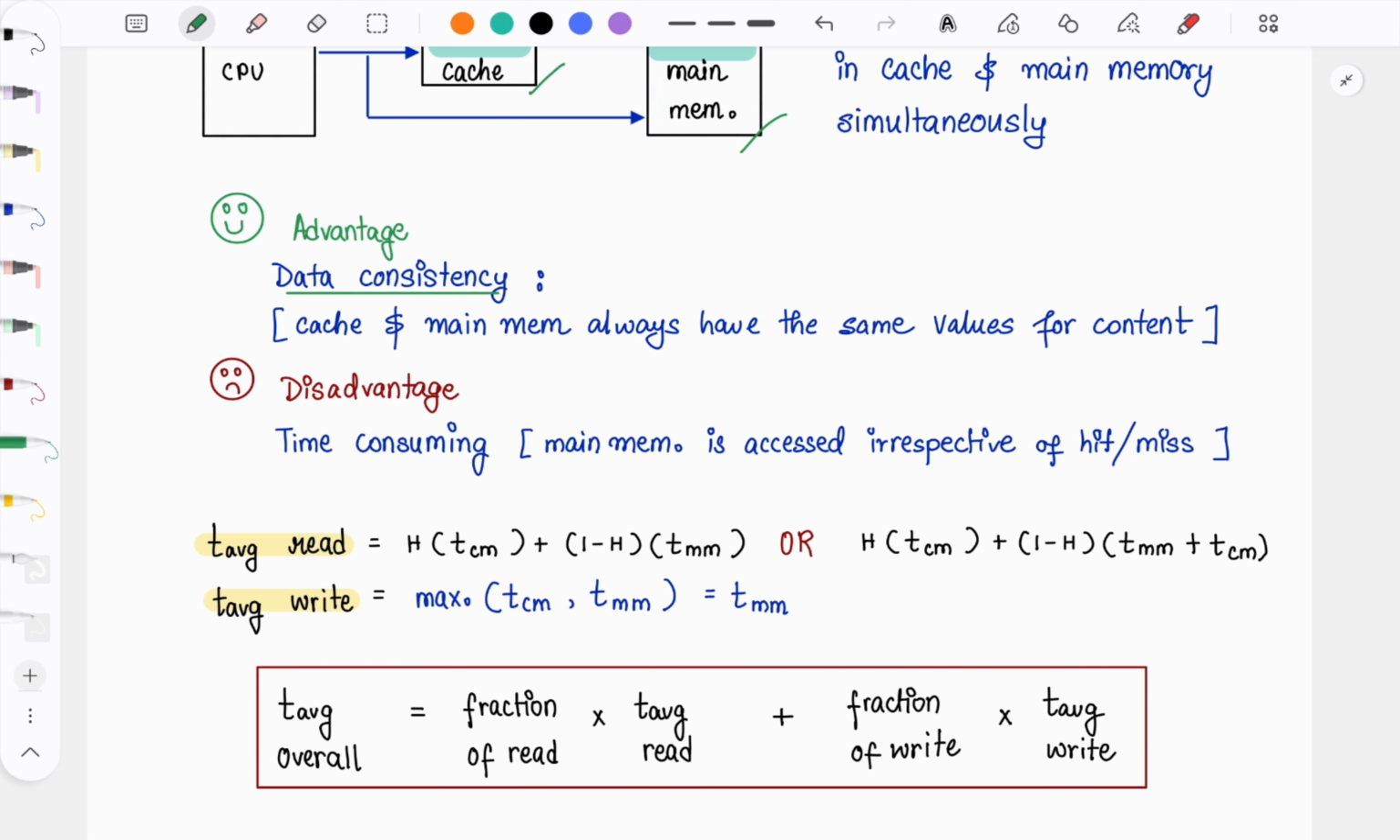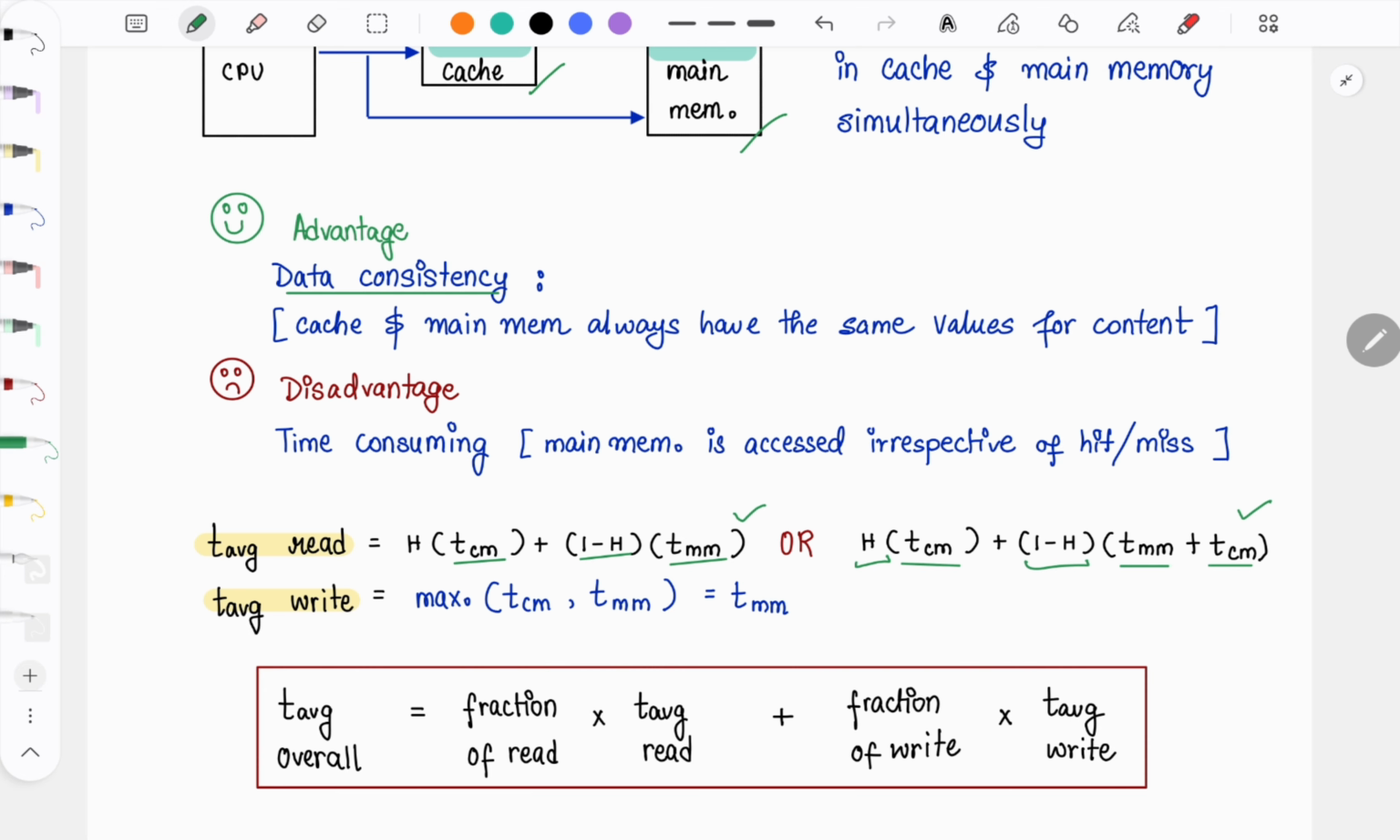Now there are two important formulas which we have to consider when we are performing a read operation. One is for simultaneous, one is for hierarchical access. In simultaneous, we'll multiply the hit ratio with the cache memory access time and the miss ratio with the main memory access time. For the hierarchical one, we'll multiply the hit ratio with the cache memory access time and the miss ratio with the sum of cache memory access time and main memory access time.